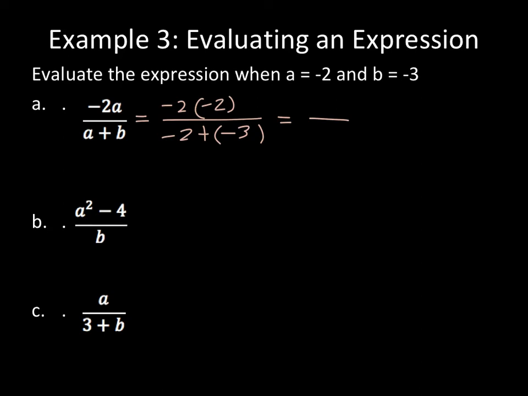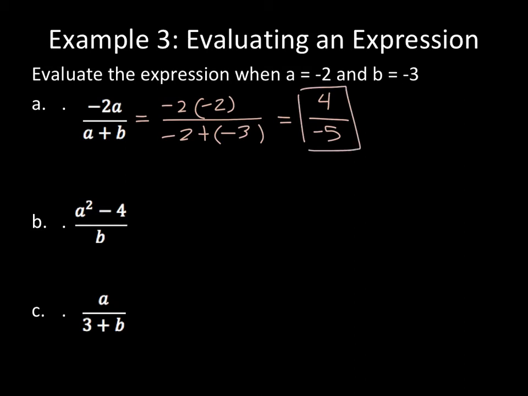So -2 times -2 is +4. -2 plus -3. Be careful with these when it's multiplication versus addition or subtraction. So we're adding these two, which is going to be -5. The last step would be to check if you can simplify. 4 and 5 have nothing in common, right? So that's actually my final answer.